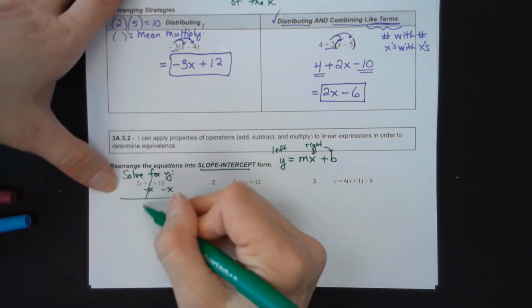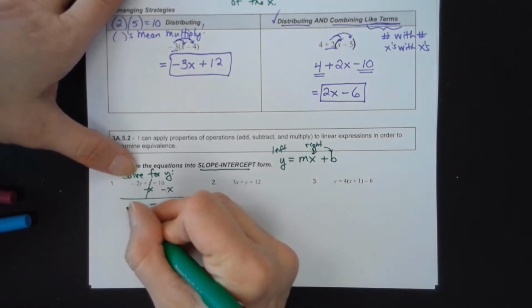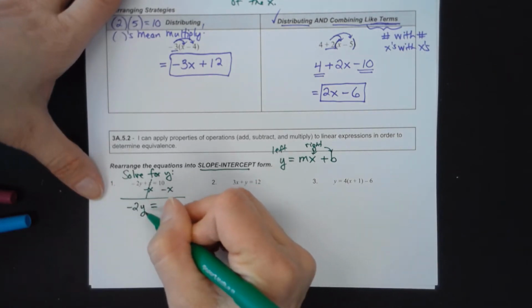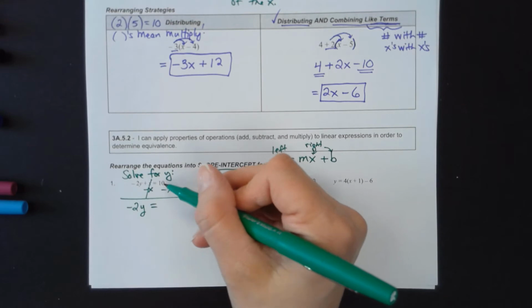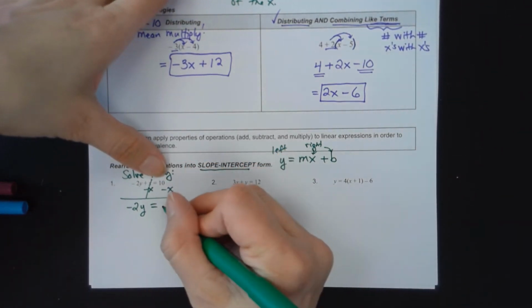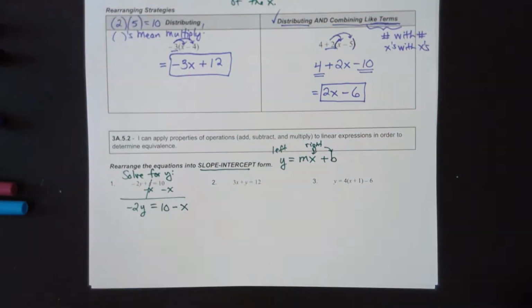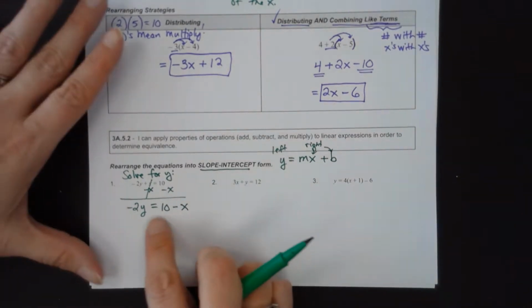Subtract the x, so he's not on the left side. What's on the left side? Just the negative 2y. Can you combine x's with 10s? No. This is kind of like solving literals. It's just going to be 10 minus x. They cannot be combined together. They're not like terms.